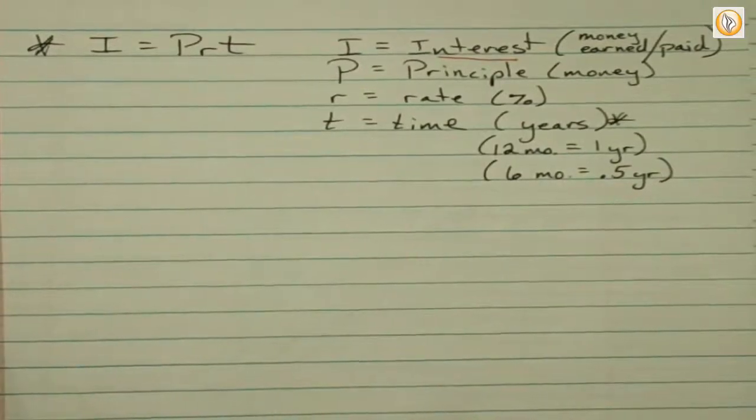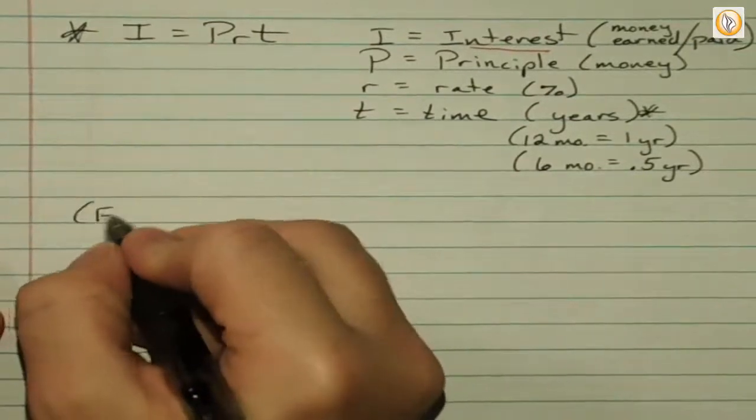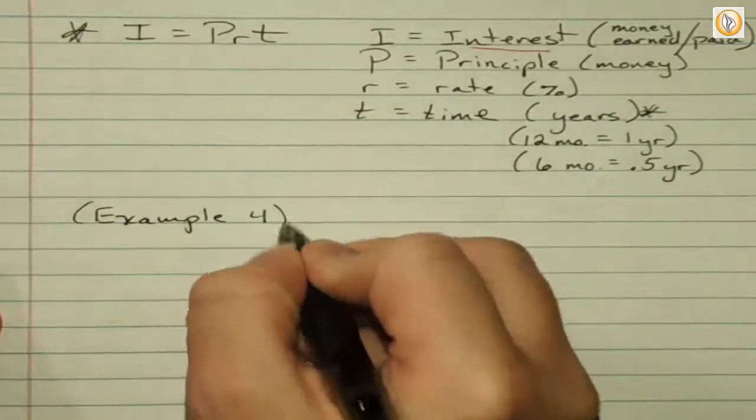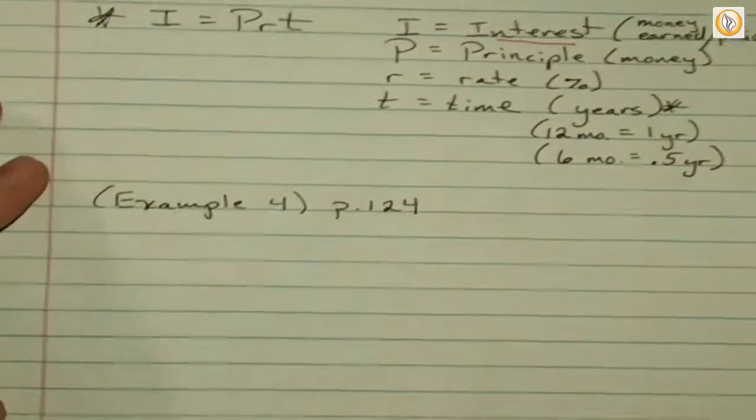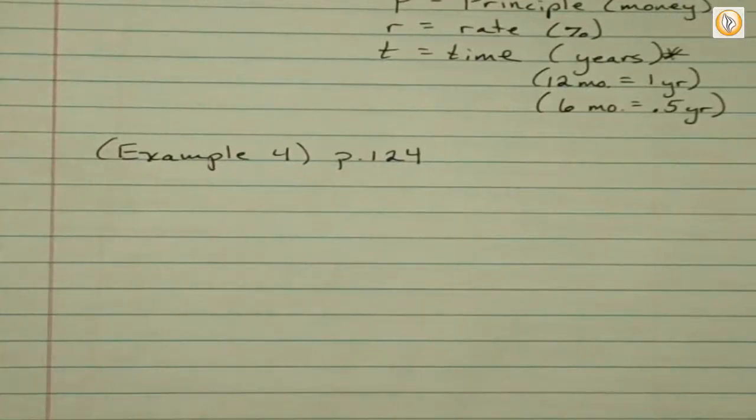So we're going to do an example back in your book like we've been doing. It's going to be example 4 on page 124. Example 4, 124. All right. So let's see. Today I'm going to have Michael read this one.